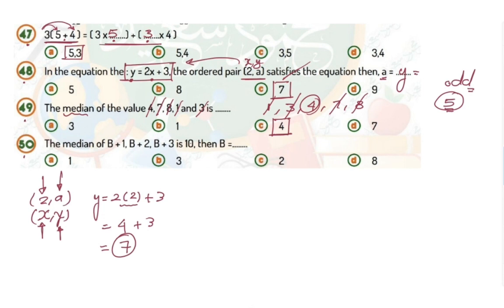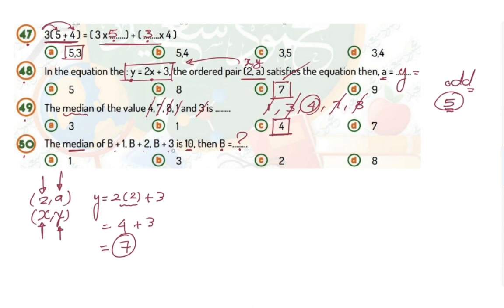Last point, choose 50. The median of the values p plus 1, p plus 2, p plus 3 is 10. What's 10? That's the median value, sorry. So the value of p equals what? Okay, we have three values, p plus 1, p plus 2, p plus 3. That's already arranged ascendingly. Of course, this one is the smallest and this one is the greatest.